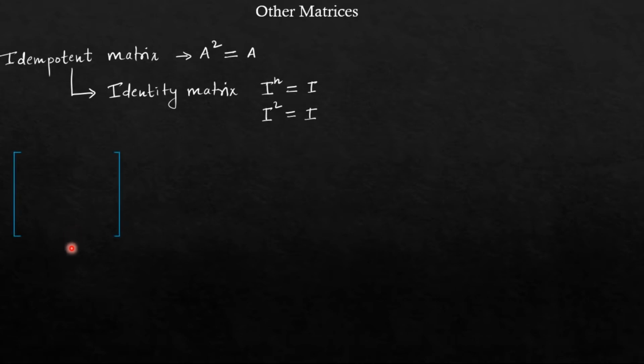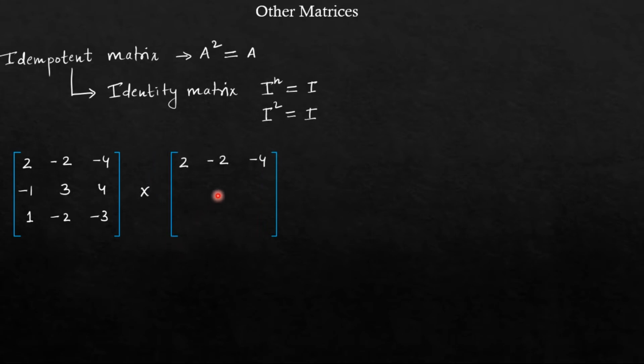Let us say we have a matrix 2, -2, -4, -1, 3, 4, 1, -2, -3. Now if you multiply with the same matrix, that is 2, -2, -4, -1, 3, 4, 1, -2, -3, you will get... How do we multiply matrices? We do row by column multiplication. Okay, this row into this column, this row into this column, this row into this column. Okay, we do row by column multiplication.